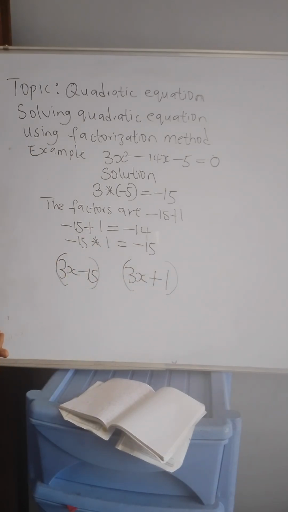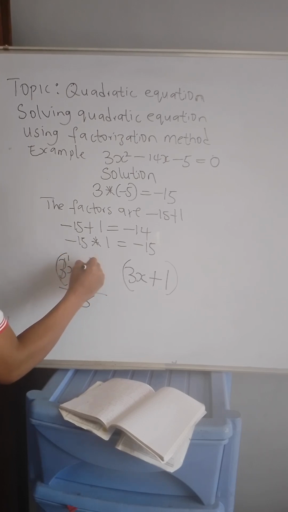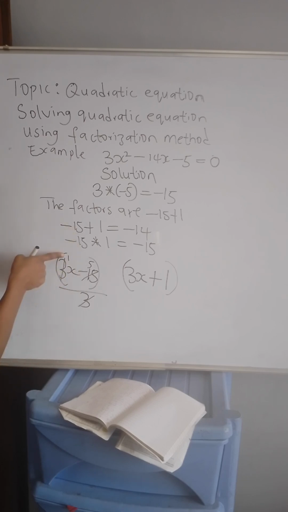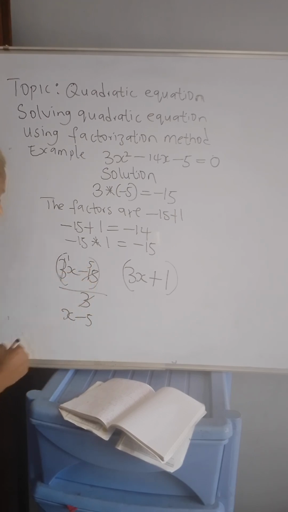The next step is to divide each group by the highest common factor, that is HCF. So when you look at this, the HCF of 3x and minus 15 is 3. 3 into 3x is x, and 3 into minus 15 is minus 5. So 1 times x is x, because 1 times any alphabet is the alphabet. The remaining is minus 5.